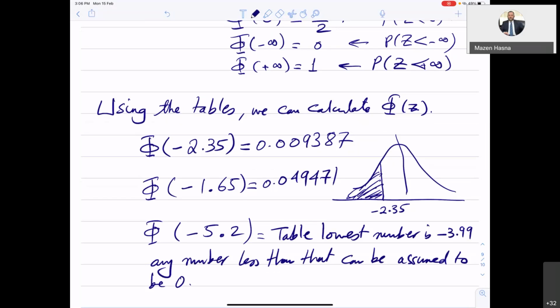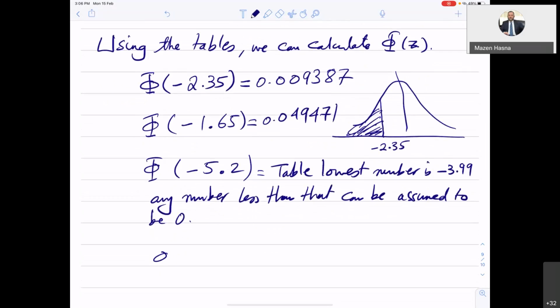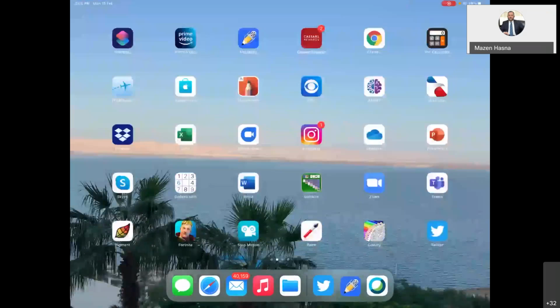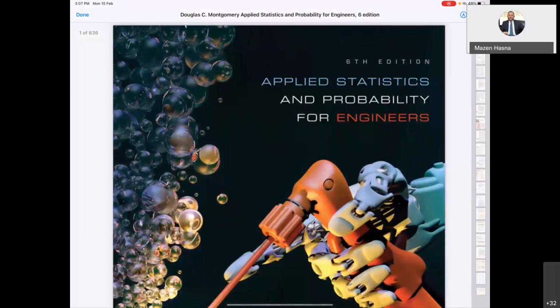Okay, let's try some positive numbers. So how about phi of 0.79? So now phi of 0.79, it should be greater than 1/2, right? Because we'll cross zero, and then we will need all of that area. 0.79. Let's see.